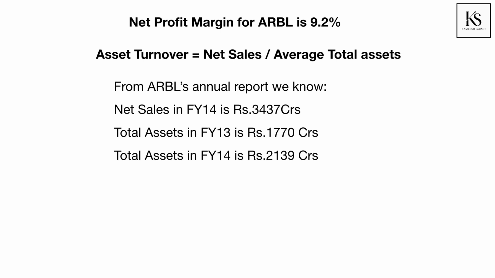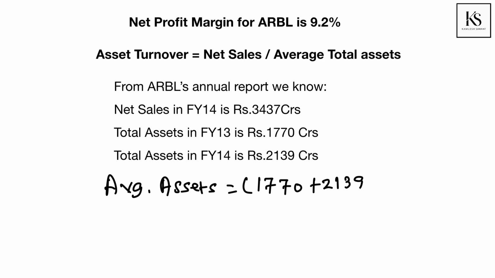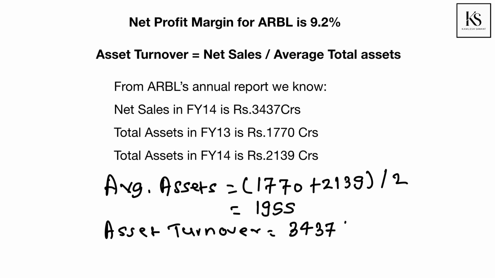Total assets in FY13 is 1770 crores. Total assets in FY14 is 2139 crores. Average assets is equal to 1770 plus 2139 divided by 2, that is equal to 1955. Asset turnover is equal to 3437 divided by 1955, that is 1.75 times. This means for every rupee 1 of asset deployed, the company is generating 1.75 rupees in revenues.